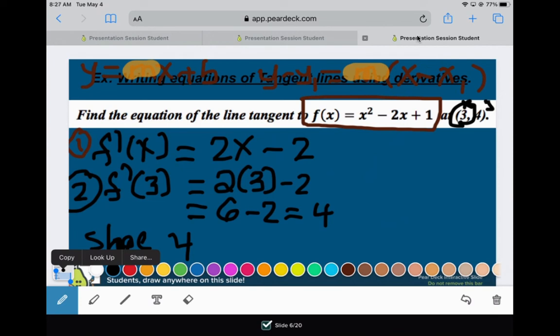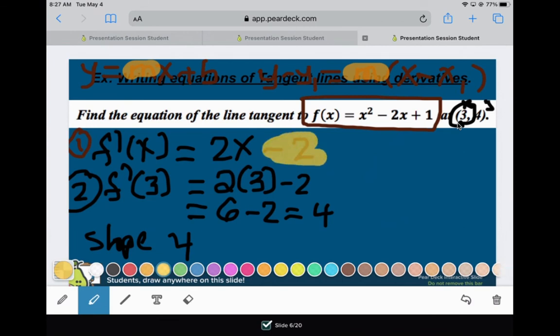Where does the -2 come from? This -2 is from here. When you took the derivative of negative 2x, it turned into negative 2.